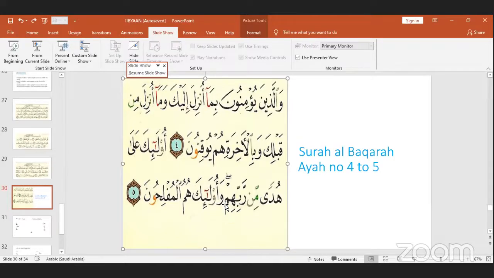Then wa ulaika. Then again wa ulaika. So the same word ulaika again comes with a vav. So wa ulaika. Again you have to remove this vav, the second vav, not the first vav. Wa ulaika.